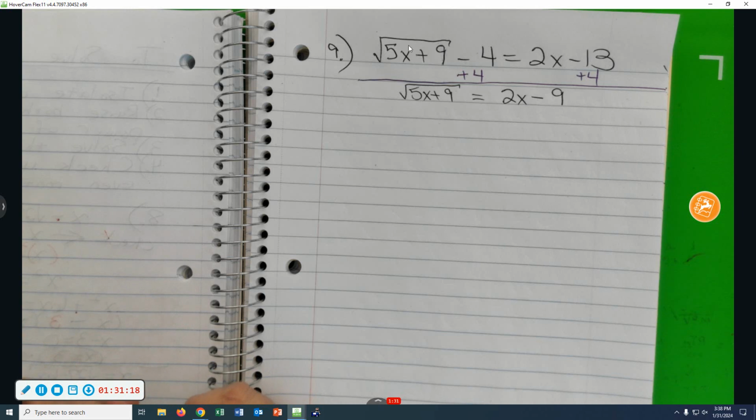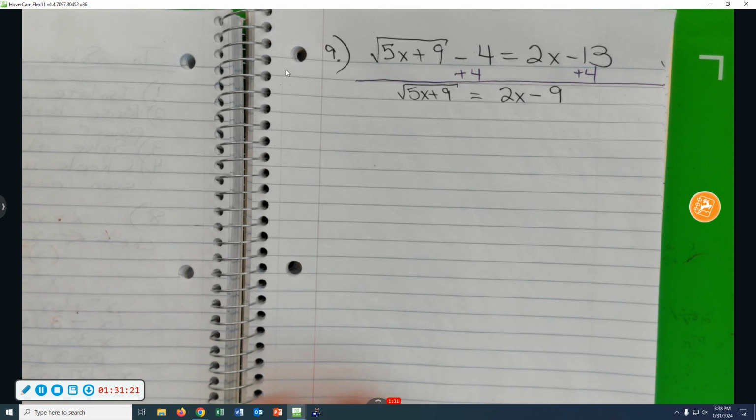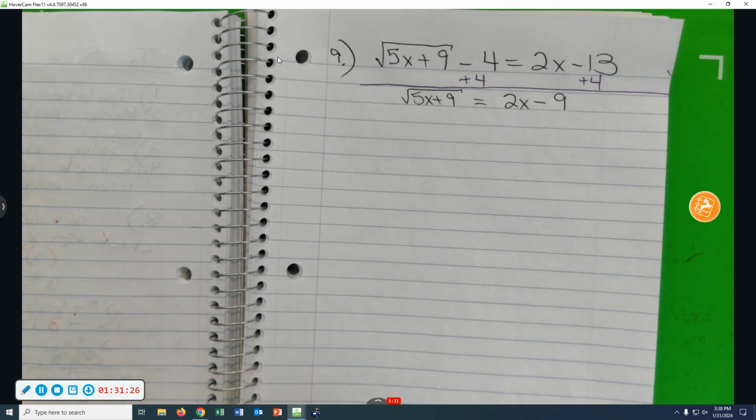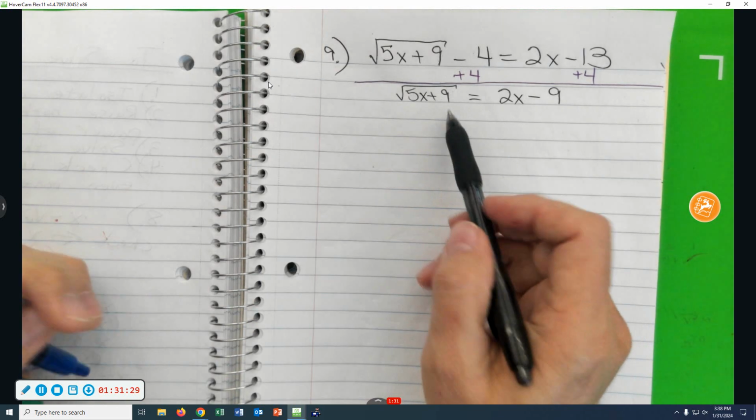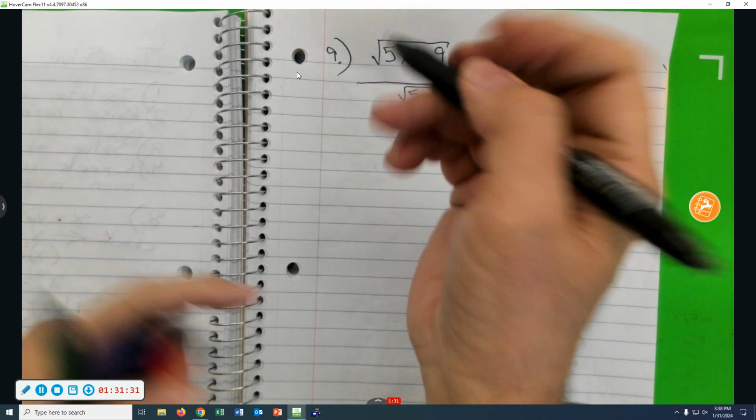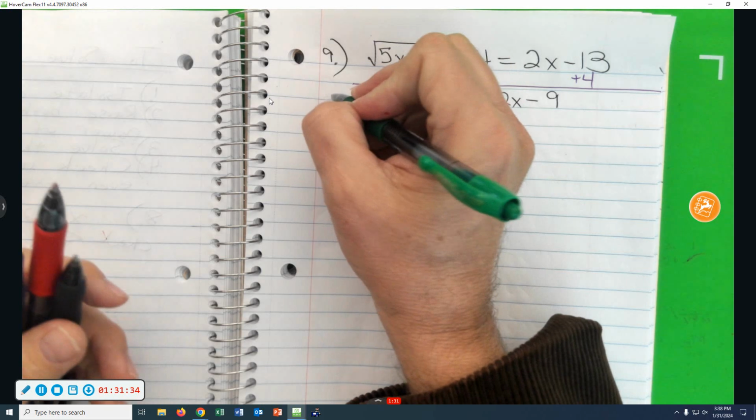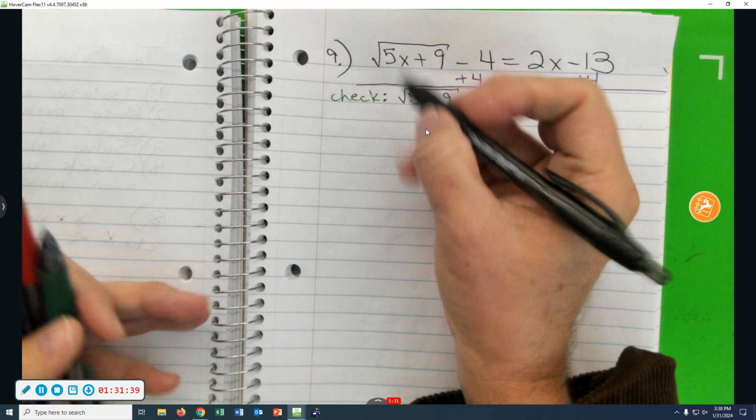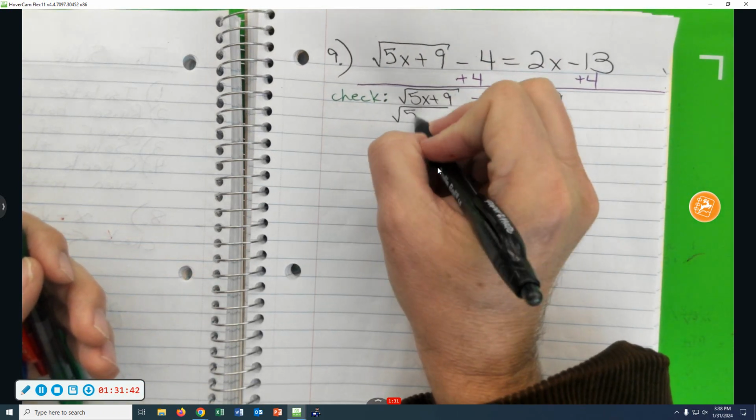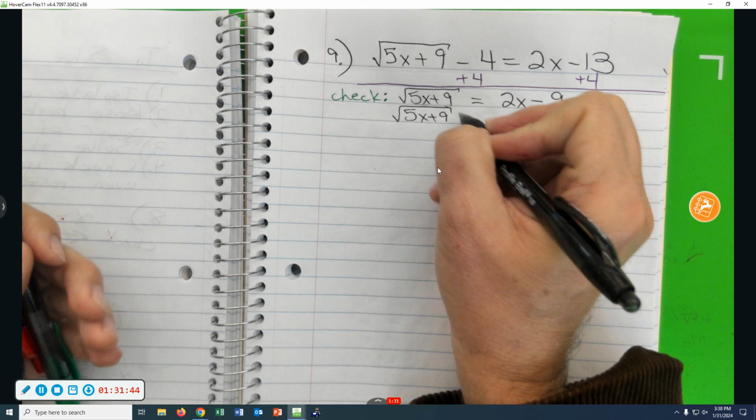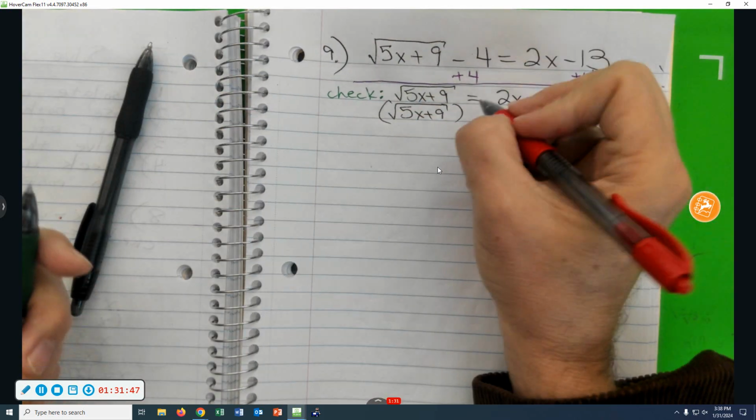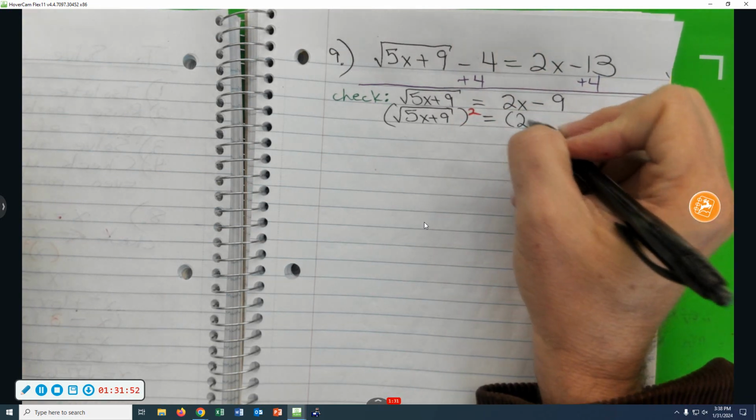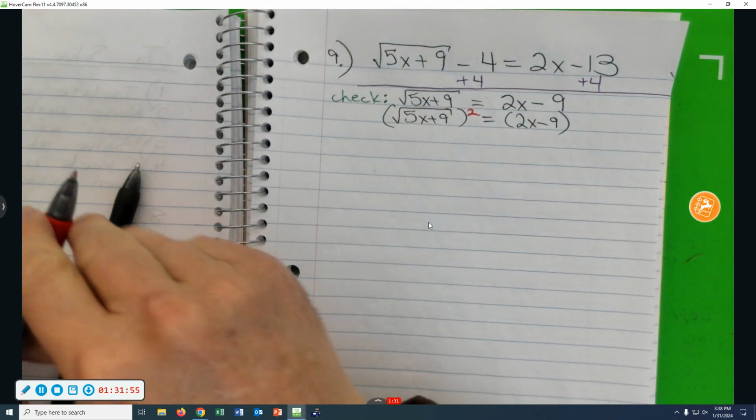I was talking about, because you said we're going to square both sides. Write the squares right up there. Okay, but this is the format that I'm going to use to check. So I'm going to use this equation right here to check. So we have the square root of 5x plus 9, and we're going to square it, equals 2x minus 9 squared.